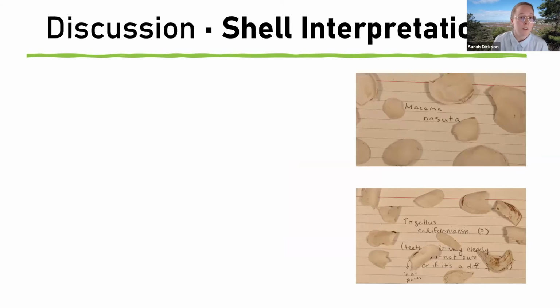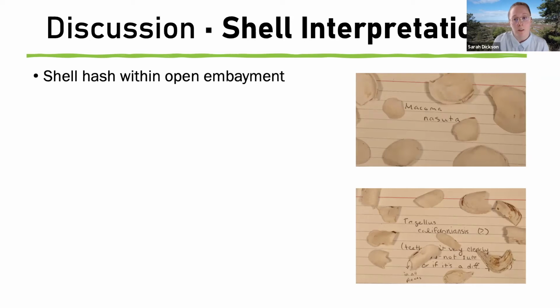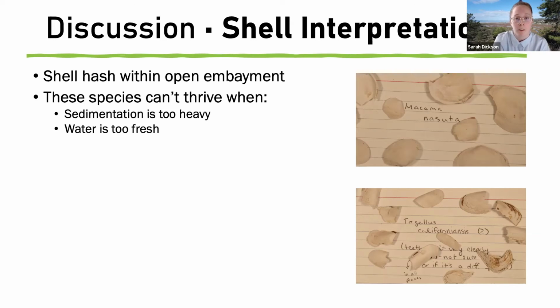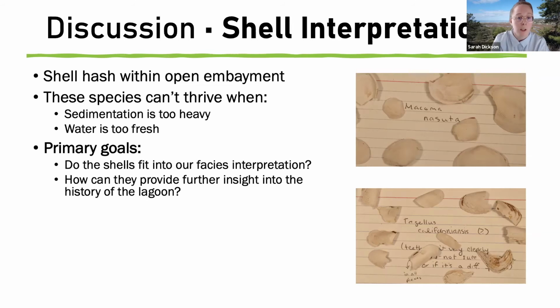So we have established that Unit 1 is an open embayment, and this is further supported by the presence of the shell hash layer and the single shell found in core 4. All of the shells we identified are native to shallow marine or brackish estuarine environments and cannot thrive in areas with sedimentation that is too heavy or water that is too fresh. Our primary goals in analyzing these shells were to determine if the shells fit into our overall facies interpretation and how they can provide further insight into the depositional sequence of the lagoon.